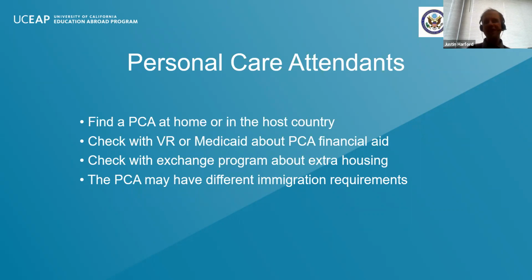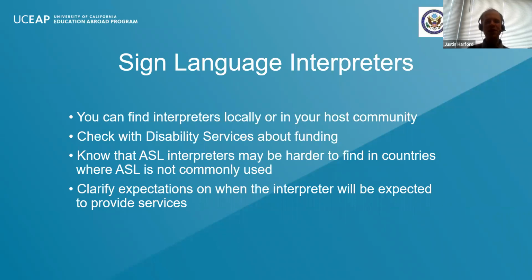Now on to the next collection of human providers. We have sign language interpreters. And again, this is just extremely fluid. You can find interpreters in your host community. Say if you study abroad in the UK, your host institution may just provide interpreters, and you may be able to get even interpreters who can interpret to American Sign Language as a contrast to, say, British Sign Language.